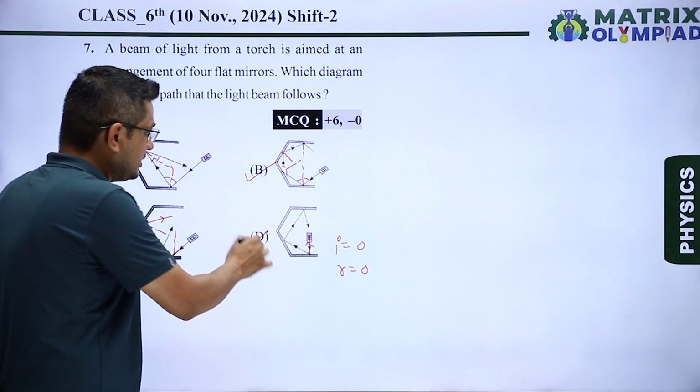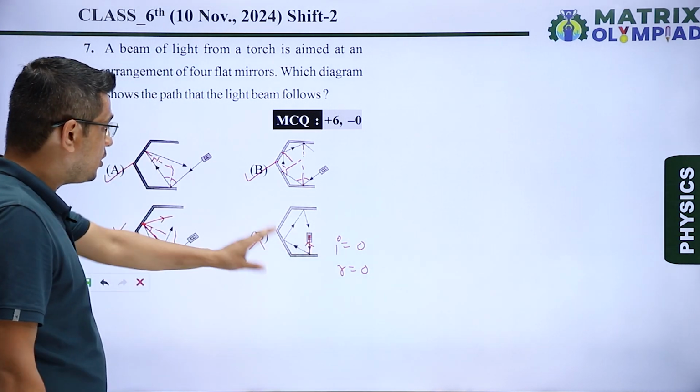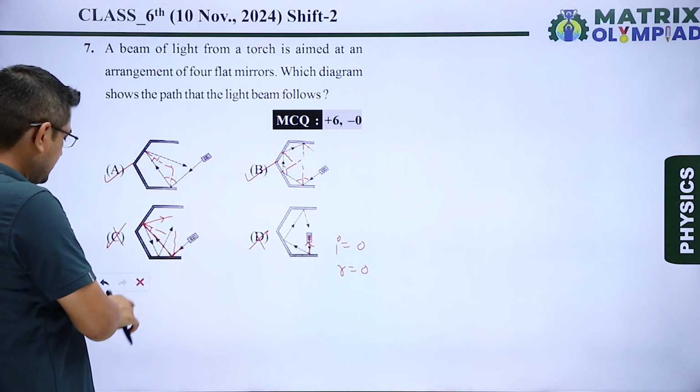Okay, so this is also an incorrect diagram. This is a wrong diagram. So options A and B are our correct answers.